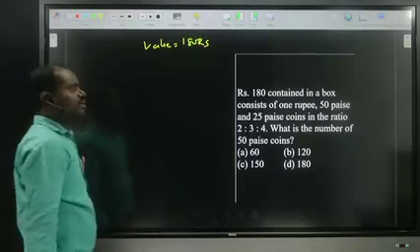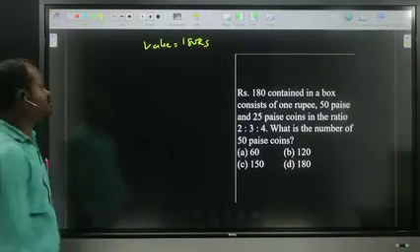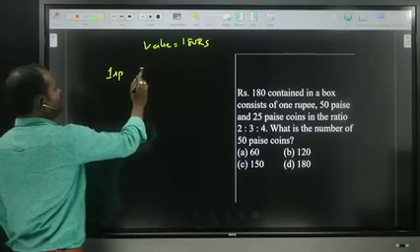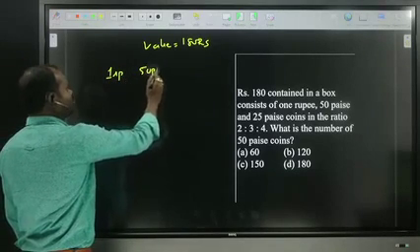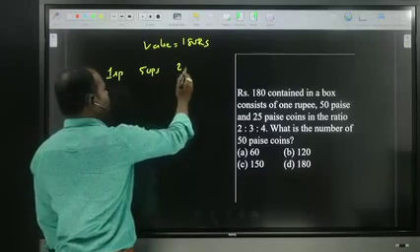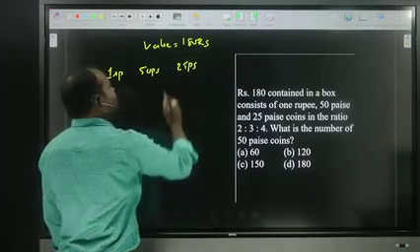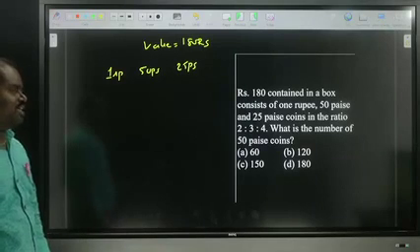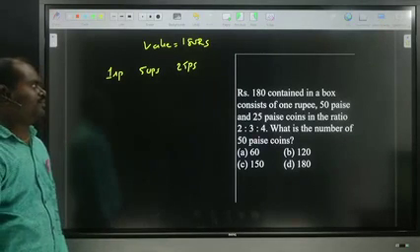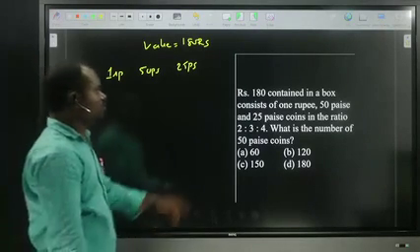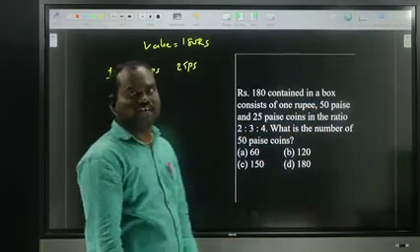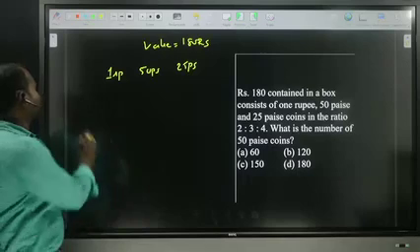In that we are having three types: 1 rupee, 50 paise, 25 paise. Rupees 180 contained in that, 1 rupee, 50 paise and 25 paise coins in the ratio 2 is to 3 is to 4. Coins in the ratio. So number of coins.